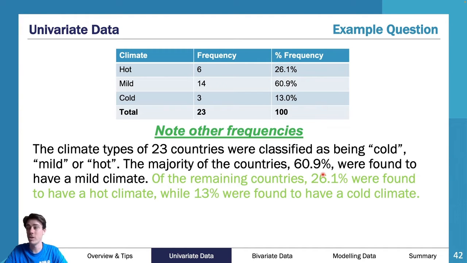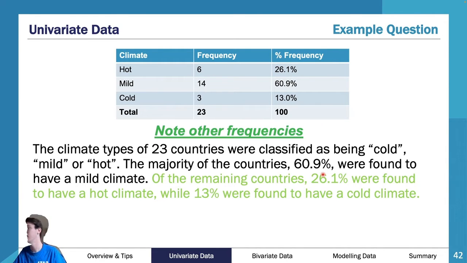And then we've got our other pieces of information. So note other frequencies. So of the remaining countries, 26.1% were found to have a hot climate, while 13% were found to have a cold climate. So it's just commented on the other frequencies. Now, this table might have been much larger. There might have been 8 categories or something. If it's much larger, you don't need to comment on every single one, just ones of note.